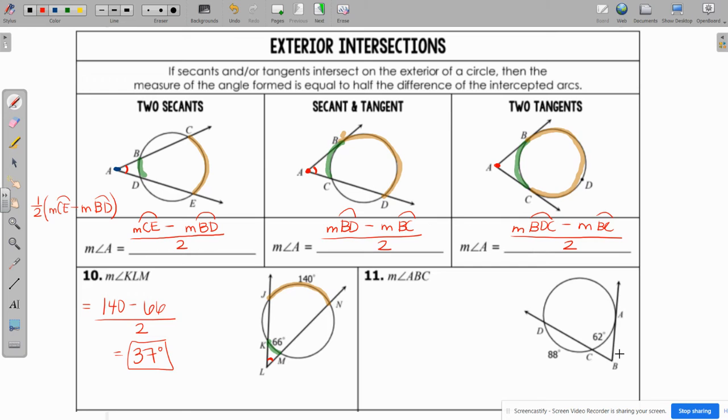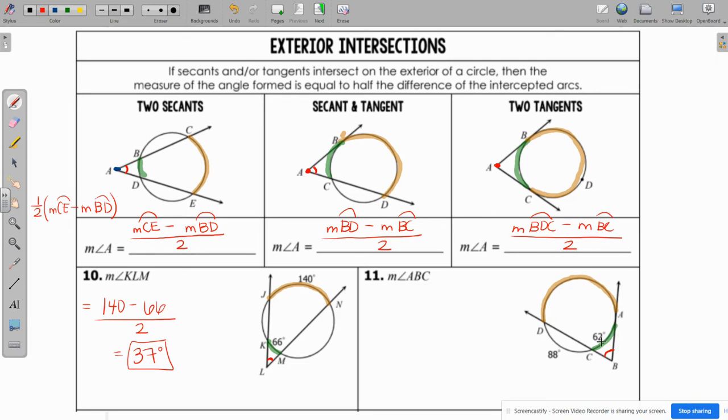Find the measure of angle ABC. Again, that's this angle out here where a tangent and a secant have intersected outside. So again, that means that we can use our larger and smaller arcs. So here's our smaller arc that is intercepted by that angle. It has a measure of 62 degrees. The larger arc intercepted by the angle is this arc DA out here. The problem is I don't have the measure of that arc. So I need to find it.